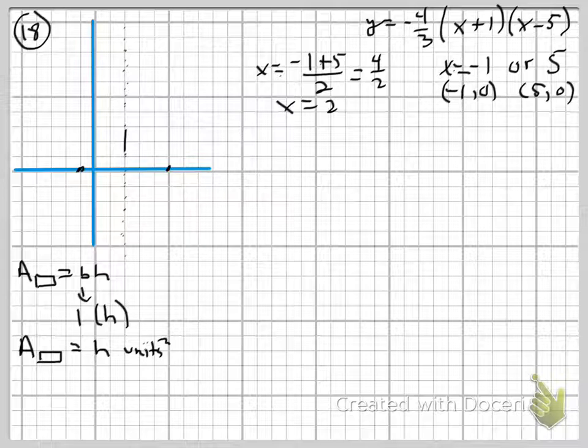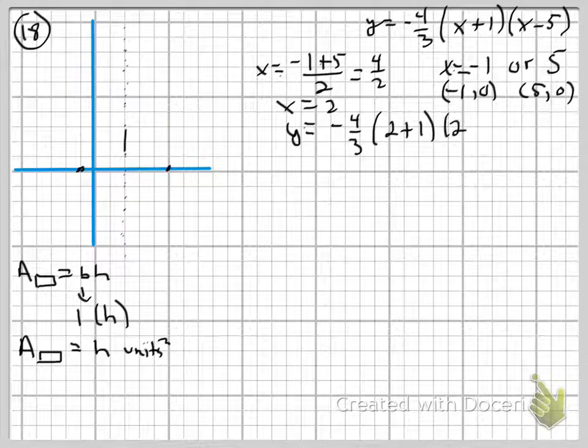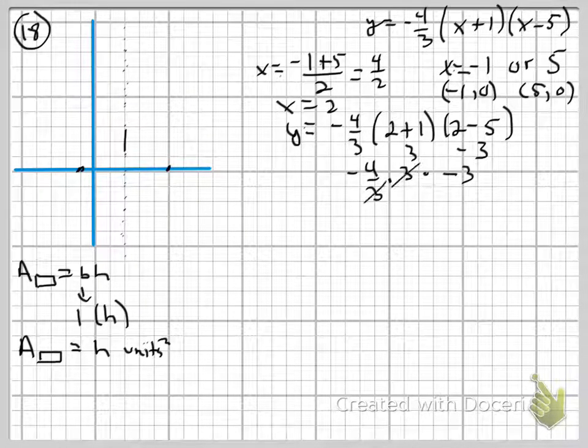So let's figure out what the y value is when you put 2 in there. y equals -4/3 times (2 plus 1) times (2 minus 5). Well, this is 3, this is -3. If you have -4/3 times 3 times -3, this 3 can cancel out that 3, and then you'll have -4 times -3, which is +12. So the vertex was (2, 12).